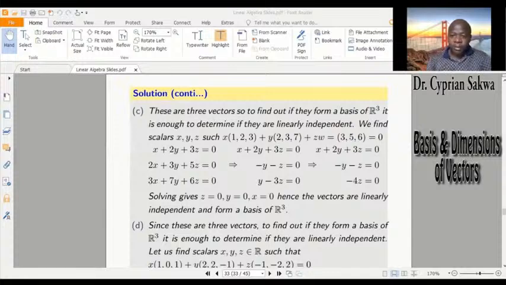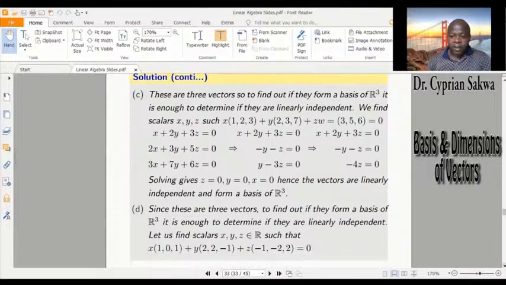What about D? Let's try to find out whether D is a basis of R3. So just use the same reasoning. We just want to see whether the vectors in D are linearly independent. And if they are linearly independent, since they were 3 in R3, they would span. If they are linearly independent, they would span. And therefore, they would form a basis.